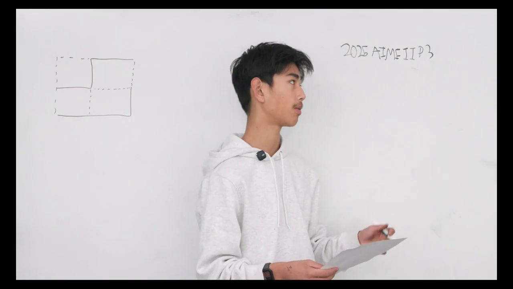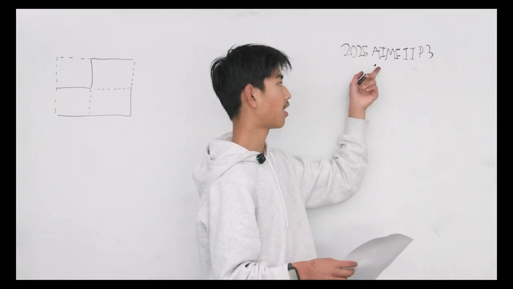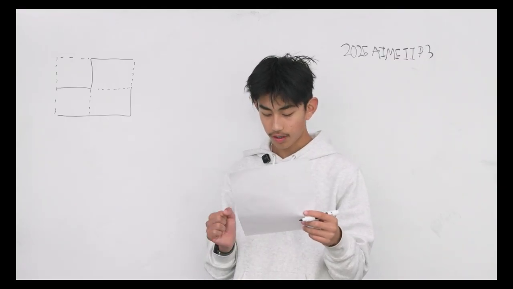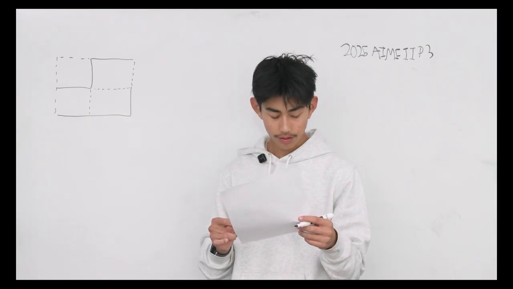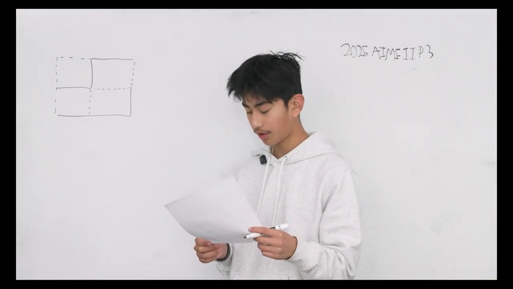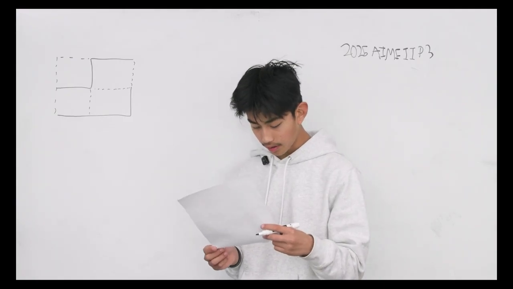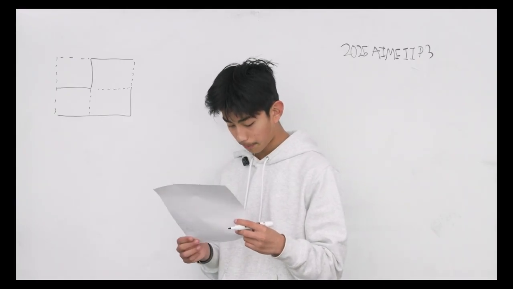We're solving problem 3 from the 2025 AMC 2. 4 unit squares form a 2x2 grid. Each of the 12 unit line segments forming the sides of the squares is colored either red or blue in such a way that each unit square has 2 red sides and 2 blue sides. One example is shown below. Red is solid, blue is dashed. Find the number of such colorings.